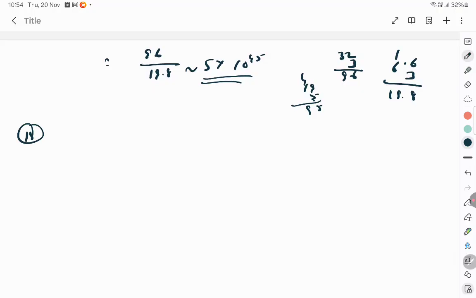So the next question is the total energy of the electron in the first excited state. What is the meaning of first excited state? n is equal to 2.